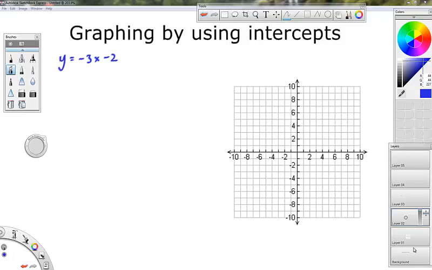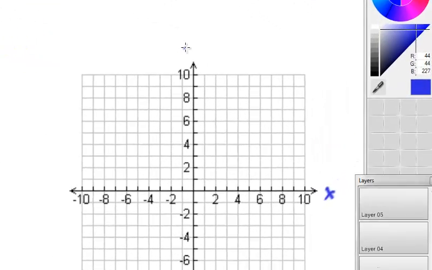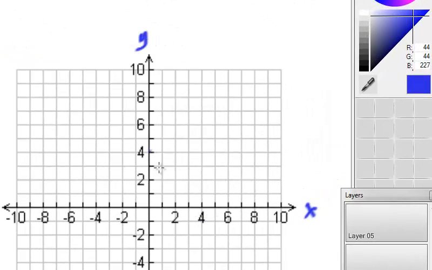Hello, we're going to graph by a certain method now called using intercepts. That's what I call it. This is a little bit different than just using slope intercept, even though that is in slope intercept form, mx plus b. We'll talk about that later too. But this method here uses intercepts. That means we're going to figure out where it crosses the x-axis and where it crosses the y-axis, put those 2 points on there and connect them. So let me show you how to do that.